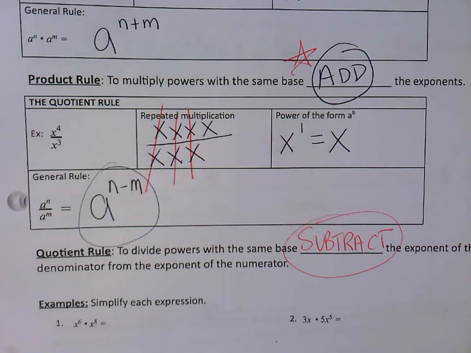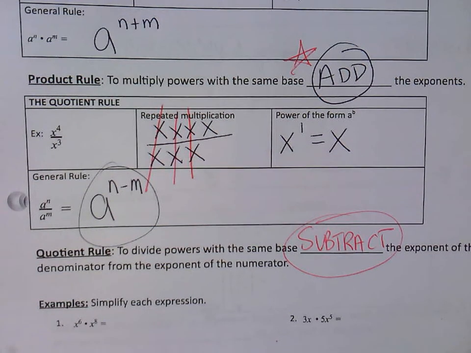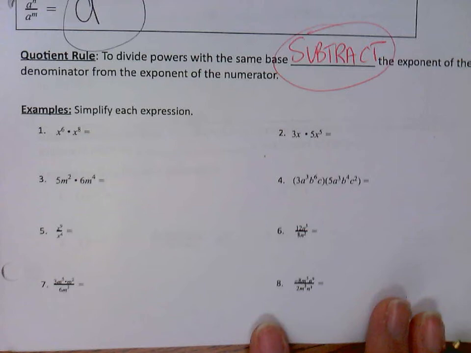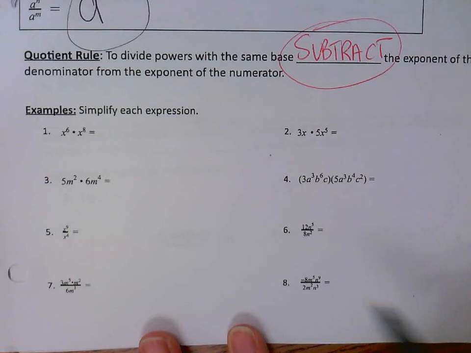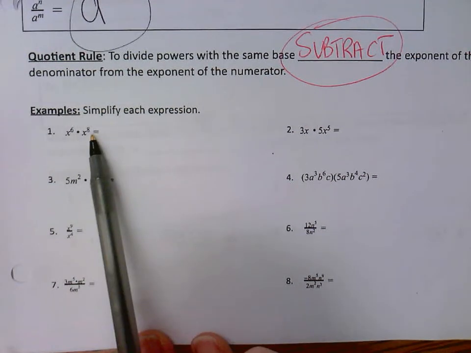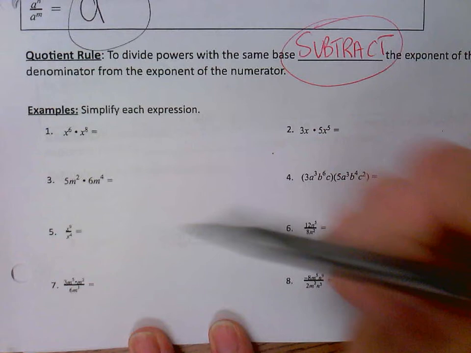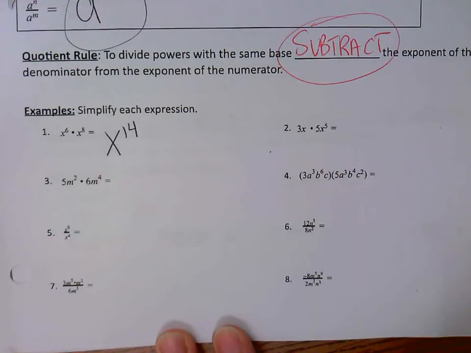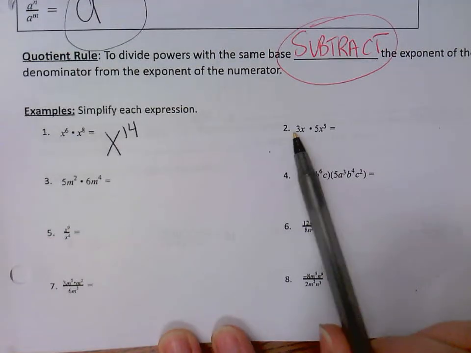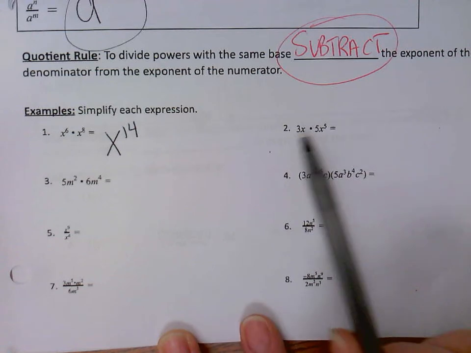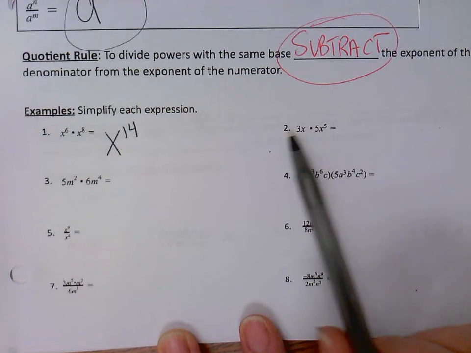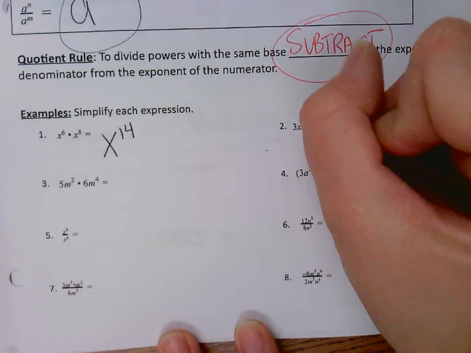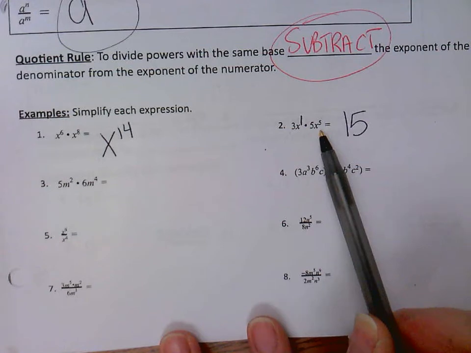All right, now simplifying each expression. All of these are using those 2 rules from the top. If I have x to the 6th times x to the 8th, what will I have? X to the 14th. I can add together the 6 and the 8. Number 2 is a little different because you have a coefficient of 3 times a coefficient of 5. Your coefficients get multiplied together. 3 times 5 is 15. Now I have x to the first times x to the 5th. What am I allowed to do to those exponents? Add them together. So I have x to the 6th altogether.